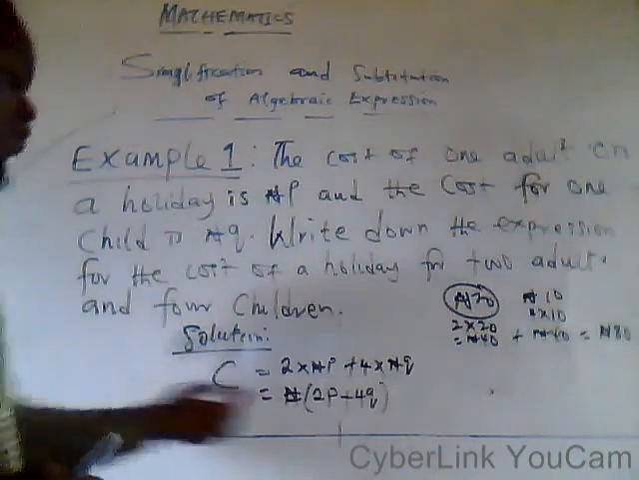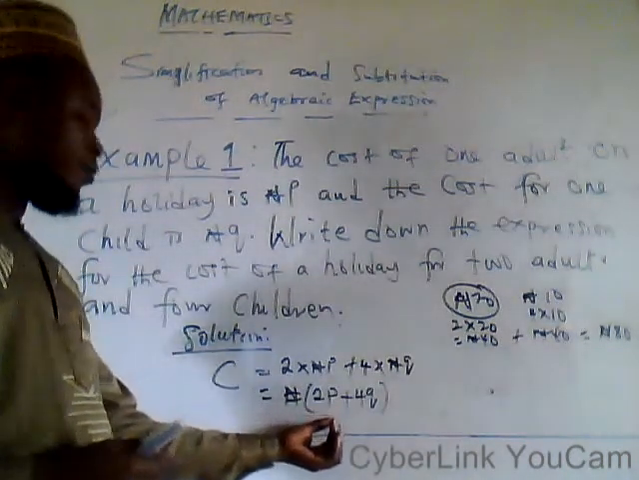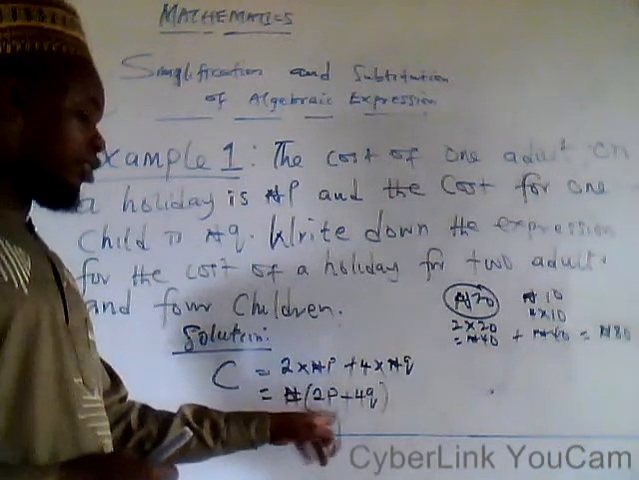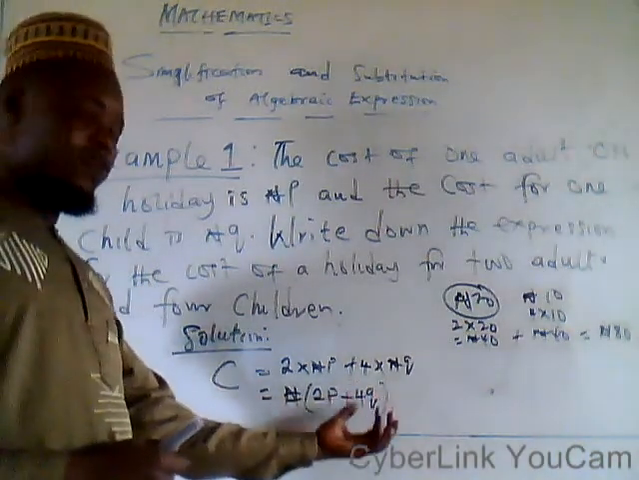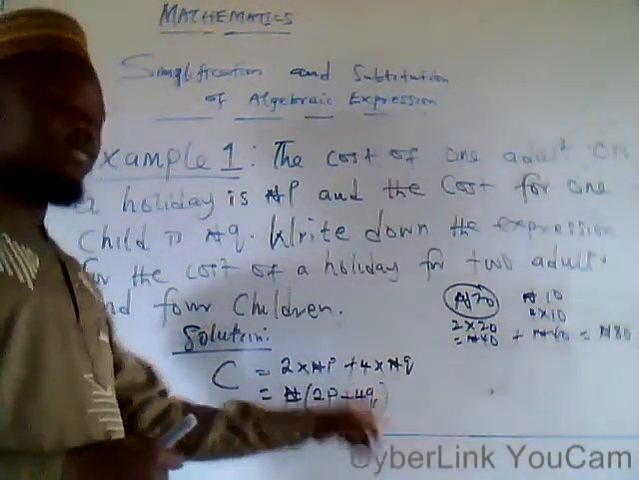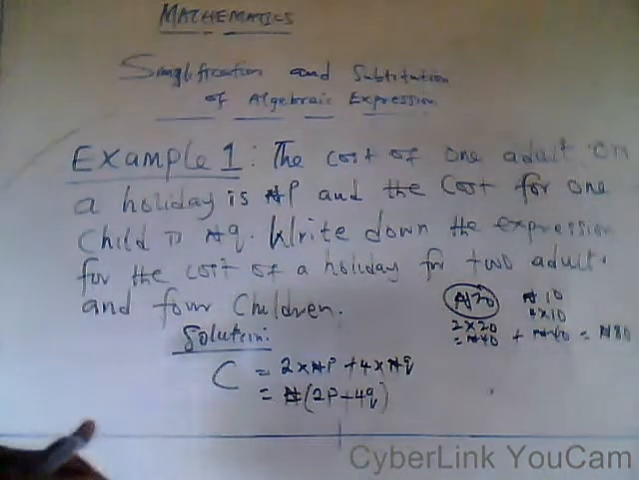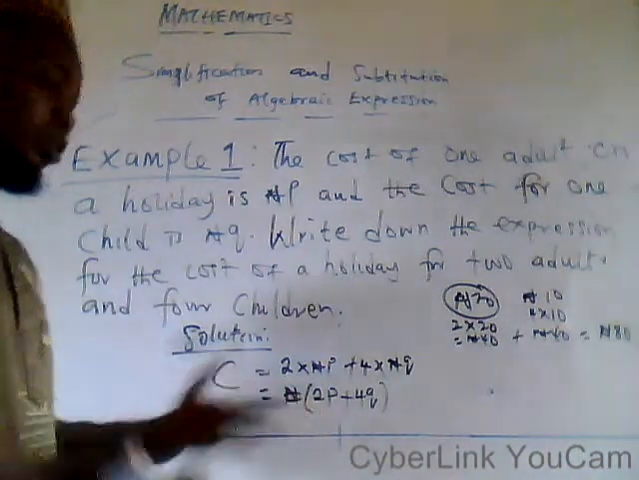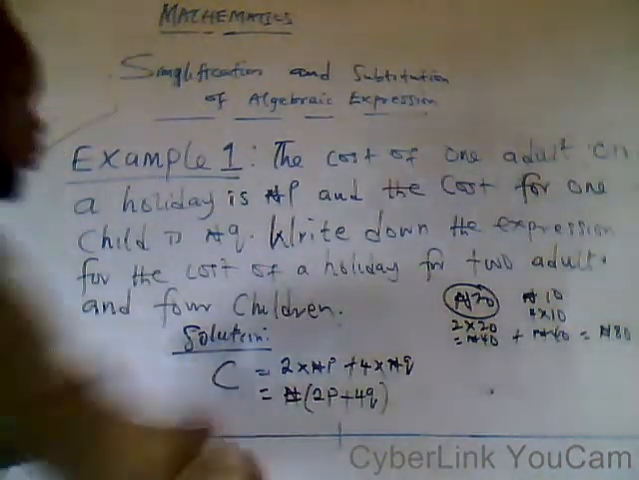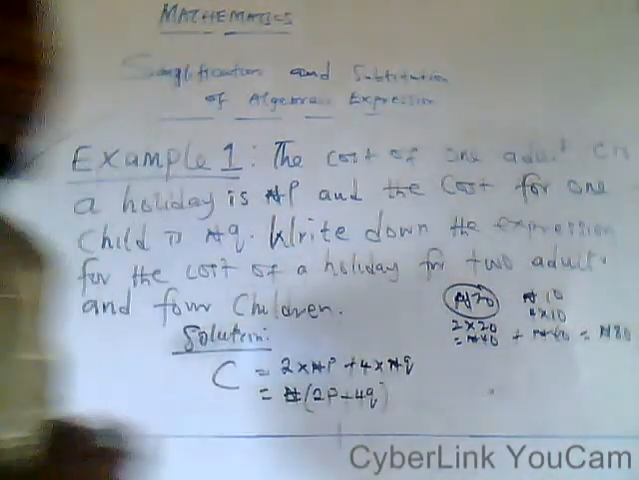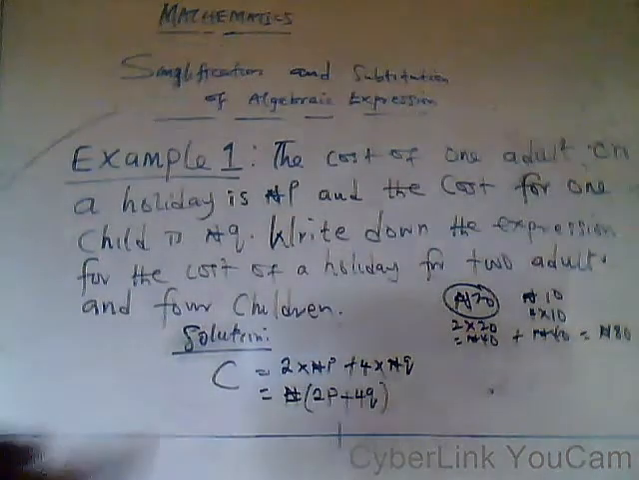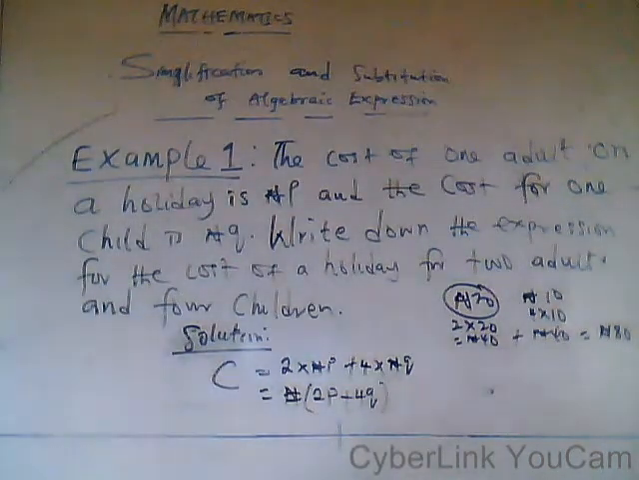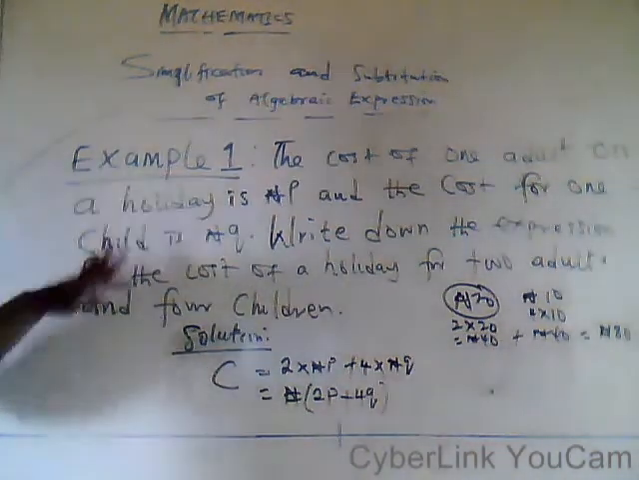Meaning that if you know the value of P, let's say the value of P is 10 naira, that means we are going to have 2 times 10, that's 20. Let's say the value of Q is 40 naira. That will be 4 times 40, which is 160 naira. Plus maybe 20 naira here, that is 180 naira. So that is how you are going to get your answer from that. Please take note. It is not that difficult to get. So that is example 1.